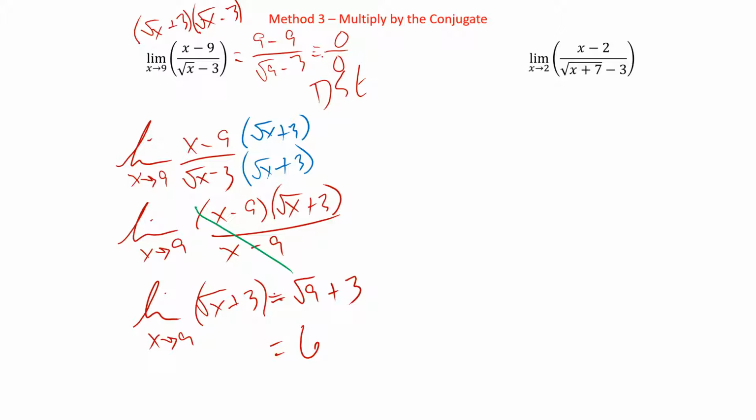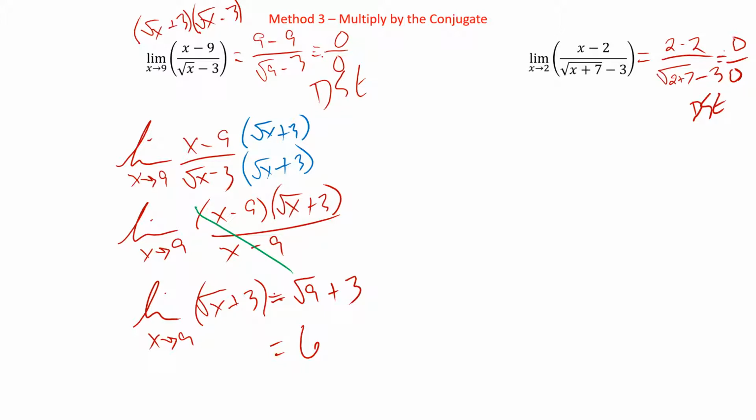So here's where multiplying by a conjugate is really important. But first, we always have to plug in 2, because we could get 0, we could get 1/3 here. We won't, but we could. So let's plug in 2. We have 2 minus 2 over the square root of 2 plus 7 minus 3. 2 minus 2 is 0. 2 plus 7 is 9. Square root of 9 is 3, minus 3 is 0. So we have 0 over 0, so we can do something else.